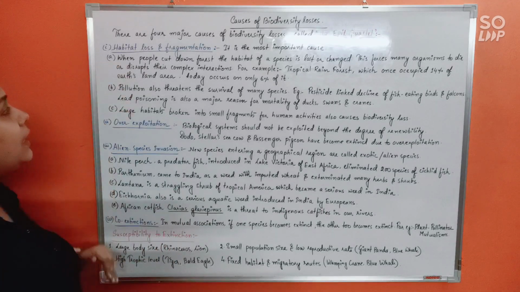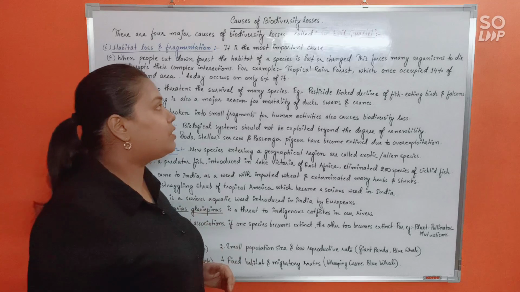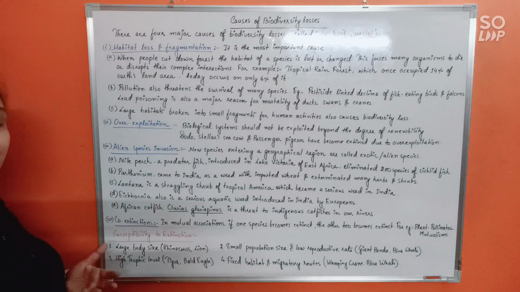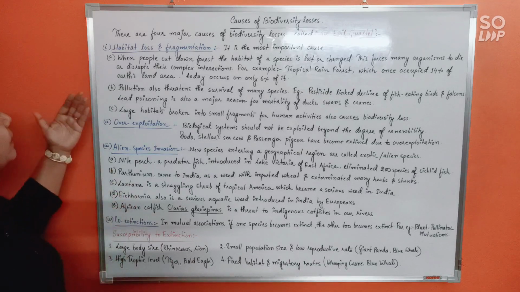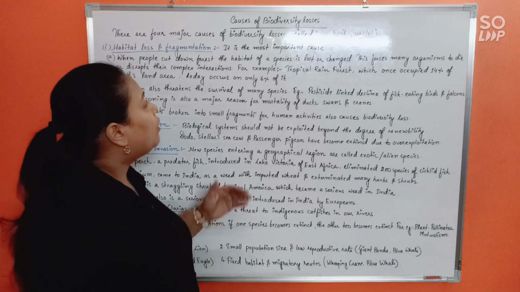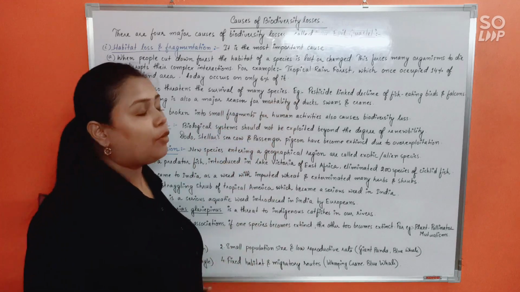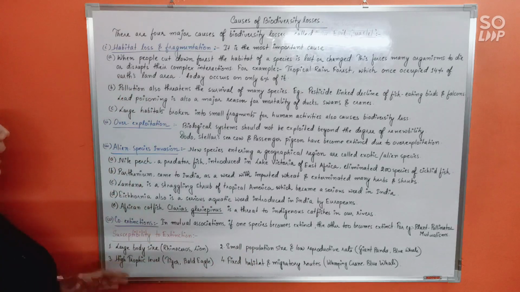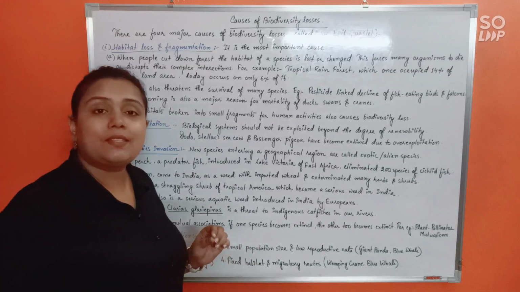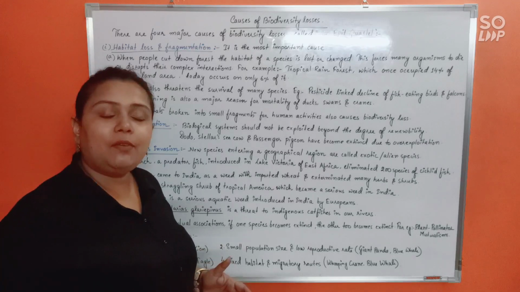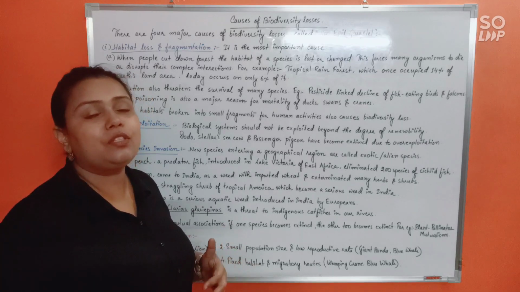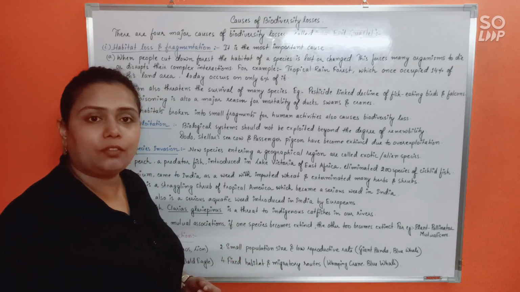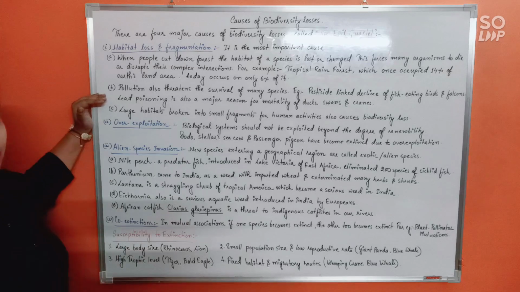See, when people cut down forests, the habitat of a species is lost or changed. This forces many organisms, be it plants or animals or even microbes, to die or disrupt their complex interactions. For example, tropical rainforest, which once occupied 14% of Earth's land area, today only occupies 6% of it. And by the time we finish reading this chapter, maybe thousands more hectares of land under forest cover would be lost. Alright? Next, pollution.